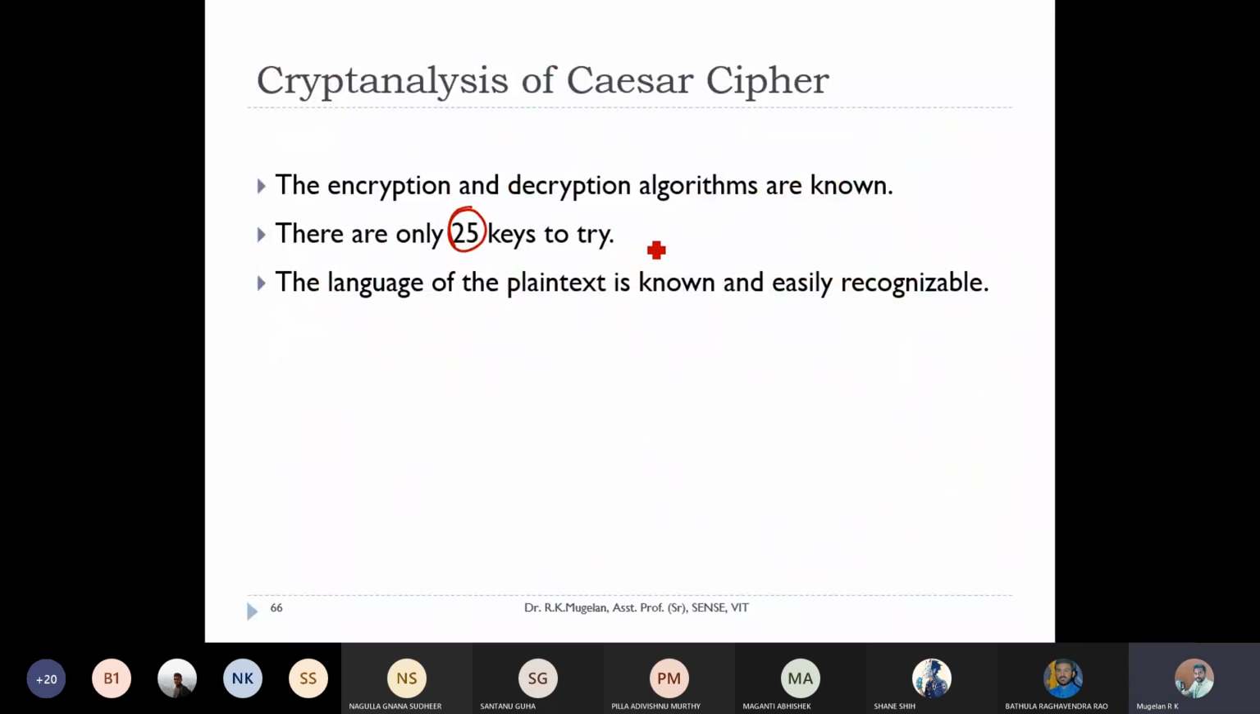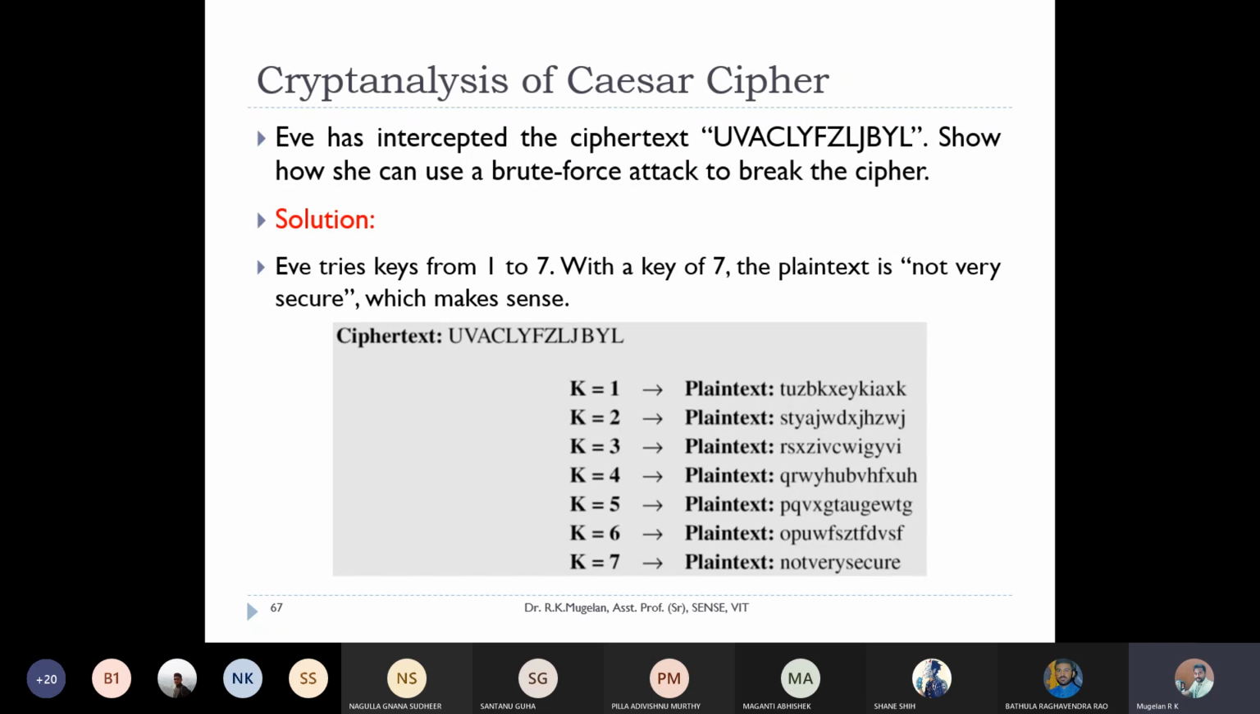So this is a drawback, that we can have only 25 keys. So he can simply perform a brute force attack. Brute force attack is like a trial and error method. Assume that this is the ciphertext which has been intercepted. He simply uses his calculator or his system, substituting each key starting from one and going on. When he reaches a k value of 7, he gets a meaningful message. It is not very secure. So he just broke the Caesar cipher. This is one of the major drawbacks in Caesar cipher.